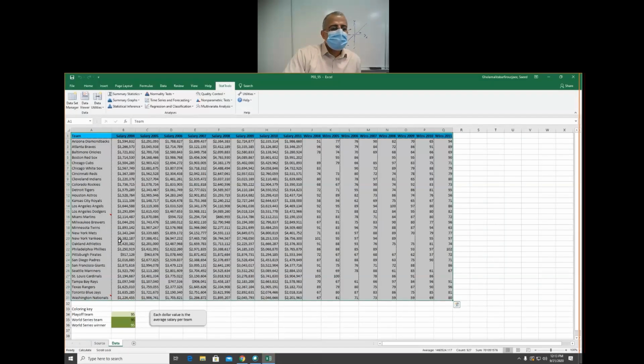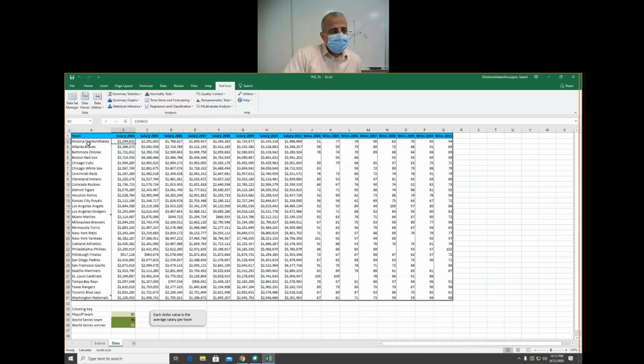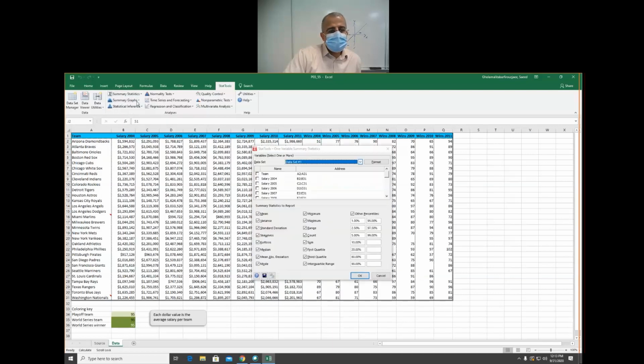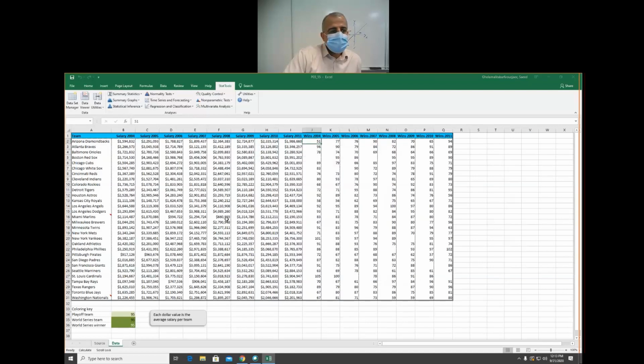Okay. For example, we want to see the salary of the players and the number of wins that they get in each year. There are two ways. With summary measures or correlation, we can check the relationship. We go to one variable summary. We should go to the correlation.